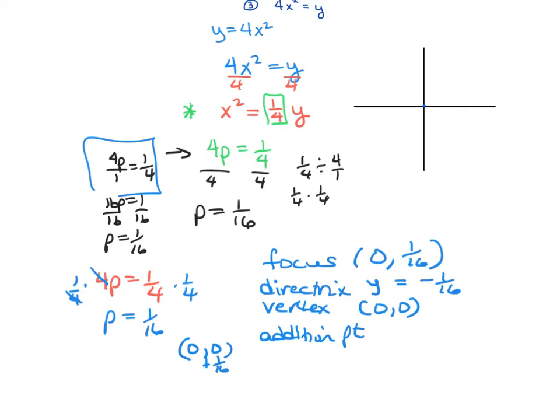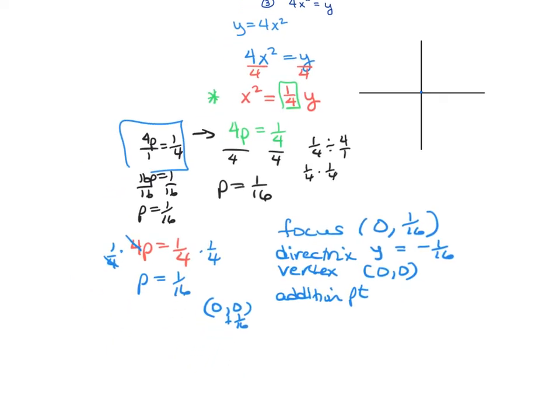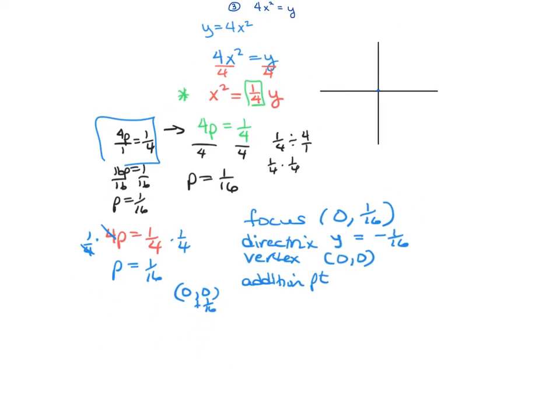To get the additional point, pick any number you want and plug it in. I'm going to take my original equation or the rearranged, either way. Let's say we take the original, and let's say we want to plug in x equals 1. So 4 times 1 squared equals y. 4 times 1 squared is 4 times 1. So my ordered pair is (1, 4).